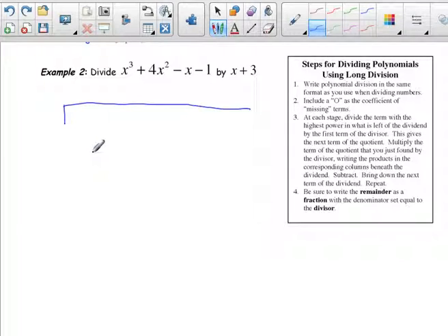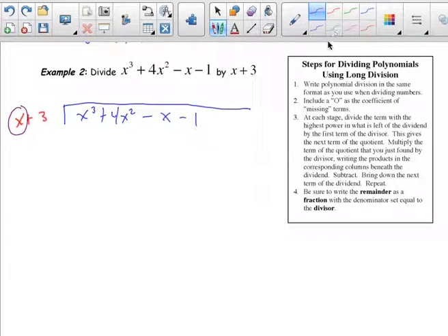Underneath the house, we're going to put the dividend, which is x cubed plus 4x squared minus x minus 1. And on the outside, we're going to put the divisor, which is what we're dividing by. So we're going to divide by x plus 3. When we do long division, we're going to focus on the highest power term. We ask ourselves, how many times does the divisor go into the dividend? So here we're going to say, how many times does x go into our highest power term, x cubed?